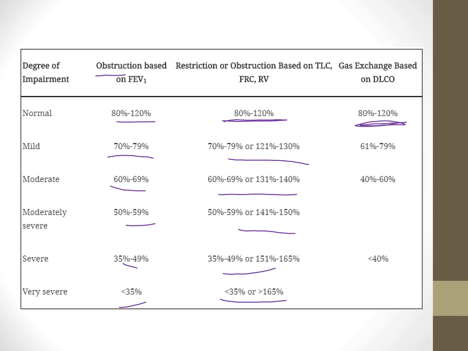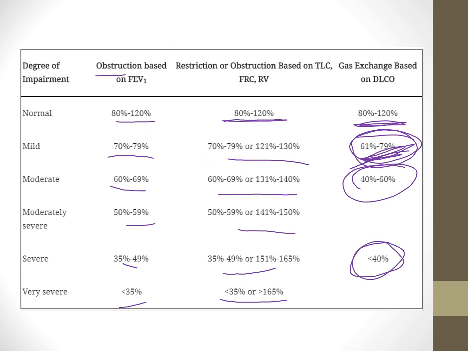DLCO, notice some repetition here. Normal is 80 to 120% of predicted. And then this is what changes a little bit. 61 to 79 would be a mild diffusion defect. So if the DLCO is low, that means their diffusion is low, right? So this would be a sign of something like emphysema, or something like pulmonary fibrosis.